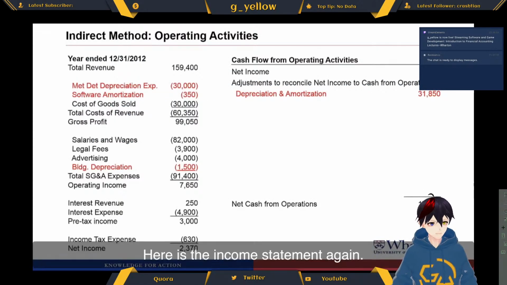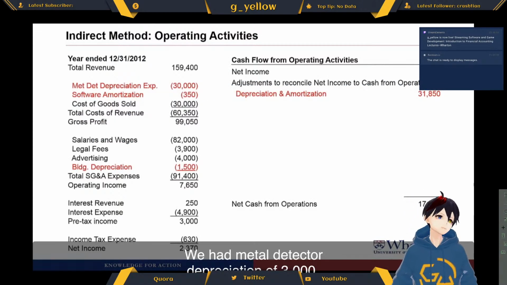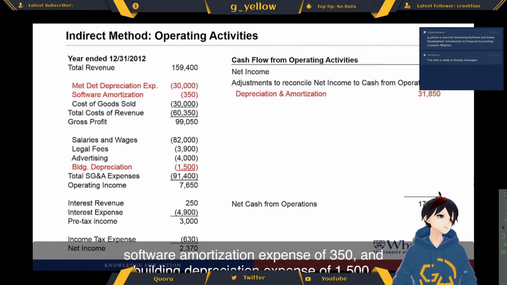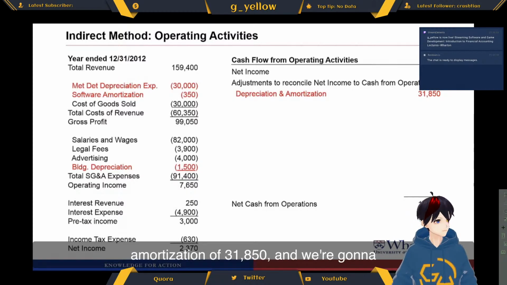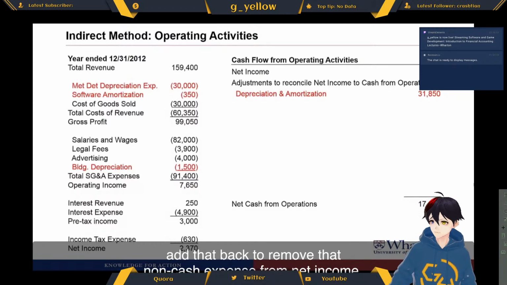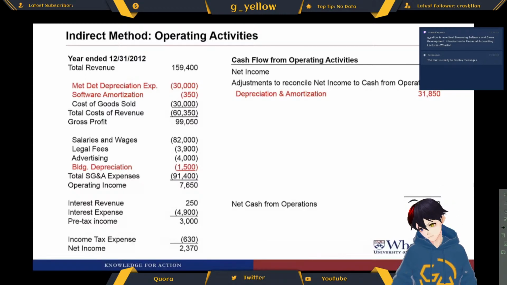Here is the income statement again. We had metal detector depreciation of $3,000, software amortization expense of $350, and building depreciation expense of $1,500. I'm going to combine those into one line item called depreciation and amortization of $31,850, and we're going to add that back to remove that non-cash expense from net income.